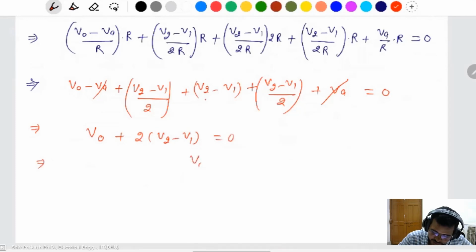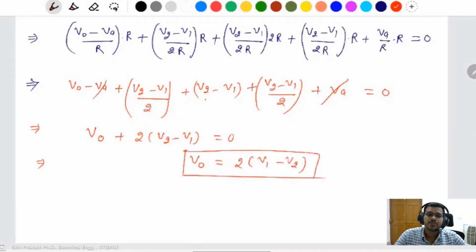And what is the output voltage? Sign will be changed to V1 minus of V2. This is the output voltage.